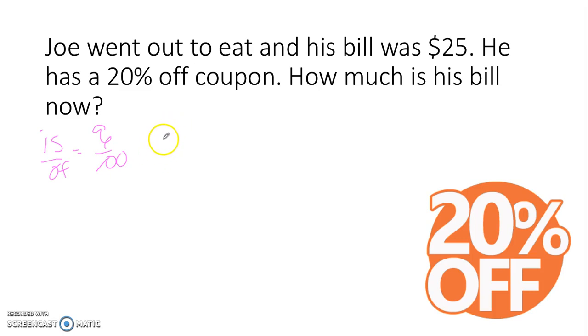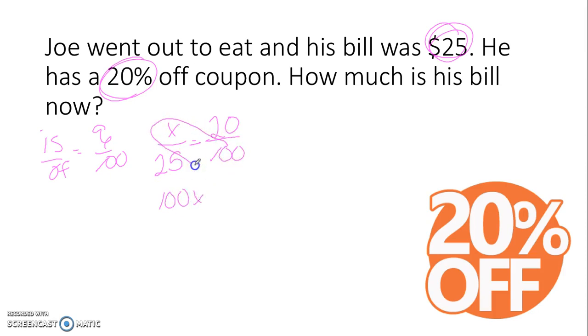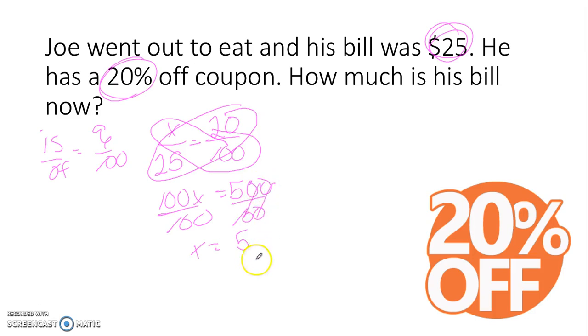Alright, so you should have tried it already. Now we're back. Alright, so is over of equals percent over 100. So blank equals blank over 100. We know that it's 20% off, so it's going to be 20 over 100. And since the bill started with $25, you know that $25 is your of. All right, so we have 100 times x is equal to 25 times 20. Well, 25 times 2 is 50. Add that 0. Divide both sides by 100. You have x equals 5 because they cross out.